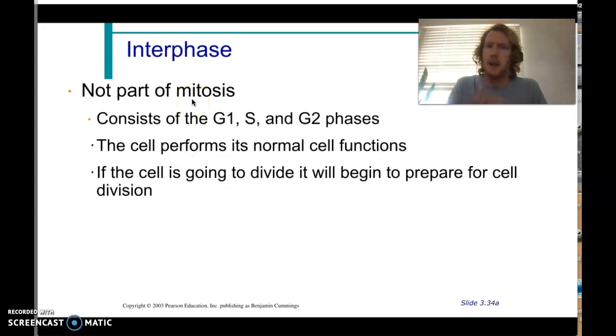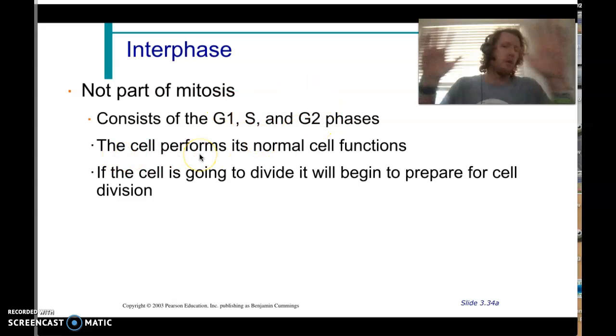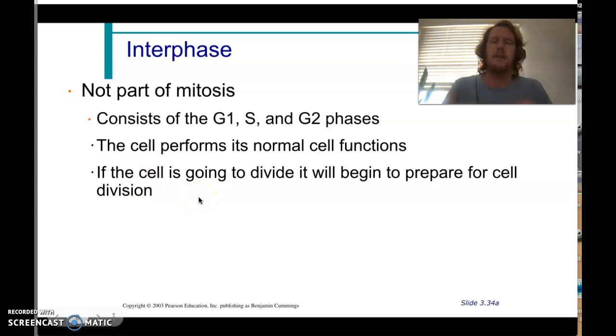All right, so interphase, not part of mitosis, okay? Still part of cell division, but not part of mitosis. This is those 3 different phases, G1, S, and G2. The cell is performing its normal functions. This is just the cell living its life. If it's going to divide, this is where it will start to prepare for cell division before it goes into mitosis.